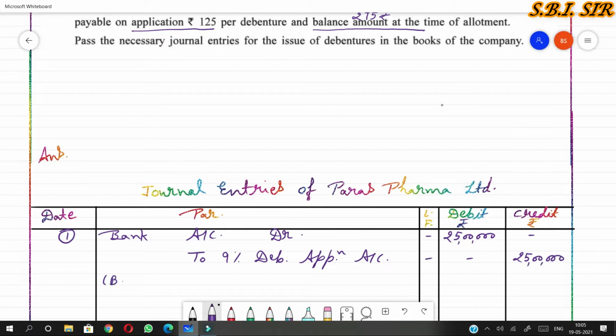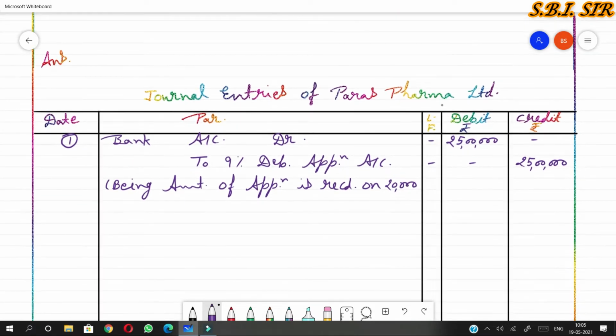Narration being: amount of application is received on 20,000 debentures at rupees 125 per debenture.